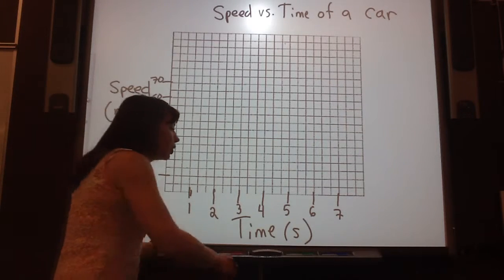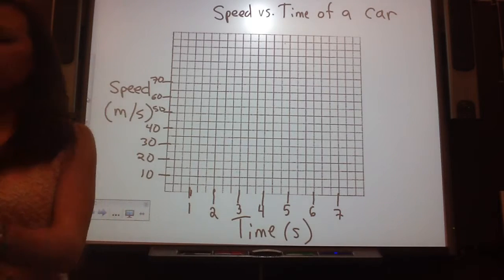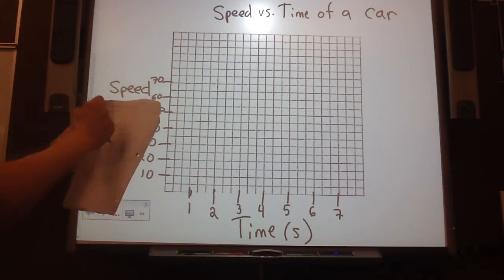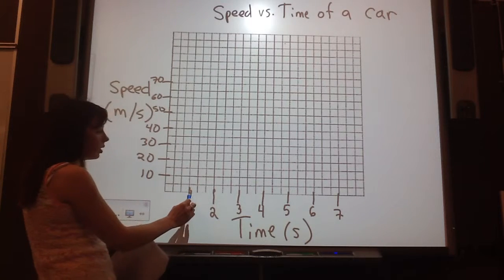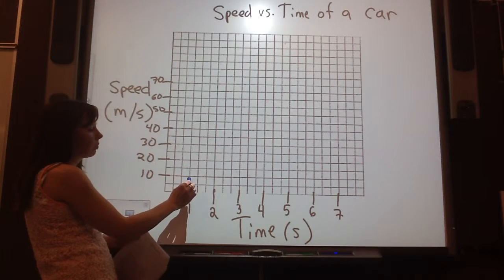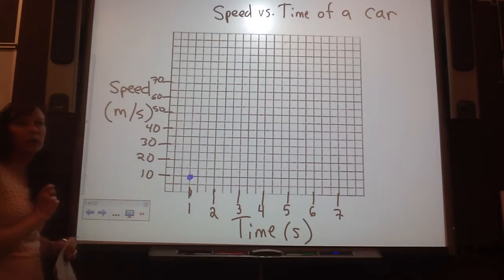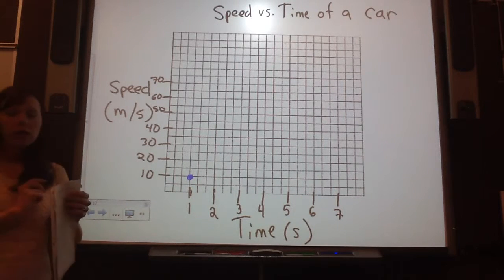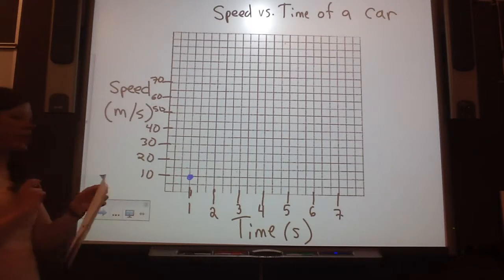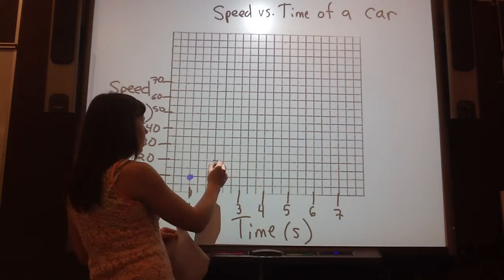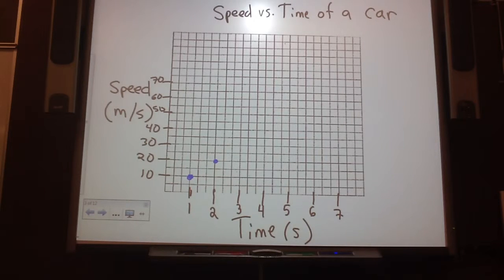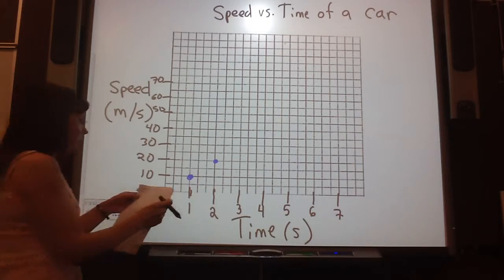So what you do is you look at your first line. So your first line says time is 1 and speed is 10. So you go to 1, that's my x value, and my speed 10. So you put a dot there. Then your next plot is 2 and 20. Obviously, there is a very uniform pattern with this data, so it's a little easier to plot. So you can just continue going.